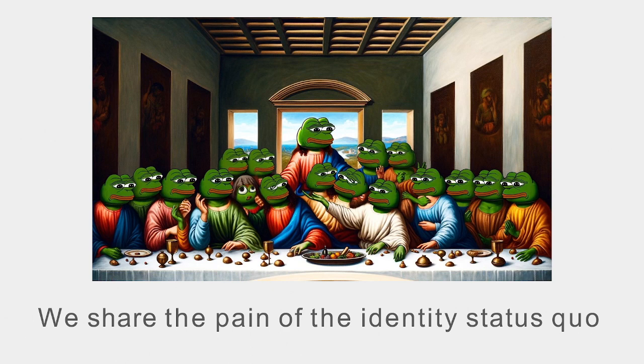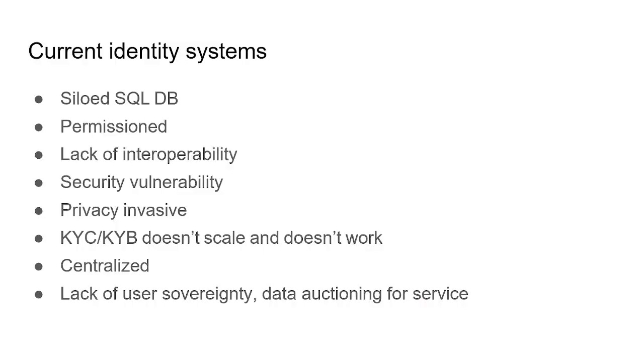Like if I have data on Meta, I'm not able to make a proof about that data and use it in some other application. I can only use it within the siloed environment. And also all of these platforms can just leak my data, right? Like they can get exploited, and my private information can be leaked, whether it's my medical records or whatnot, right? So as I mentioned, current identity systems are siloed SQL databases, right?